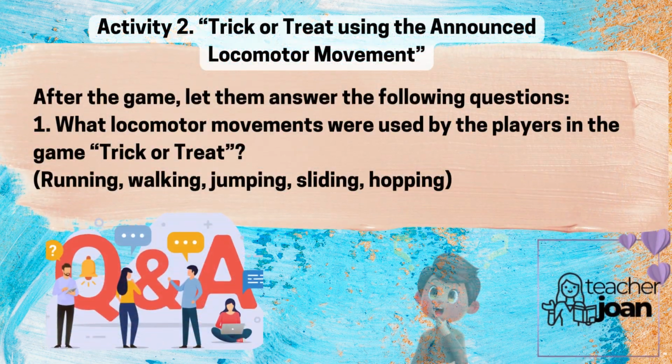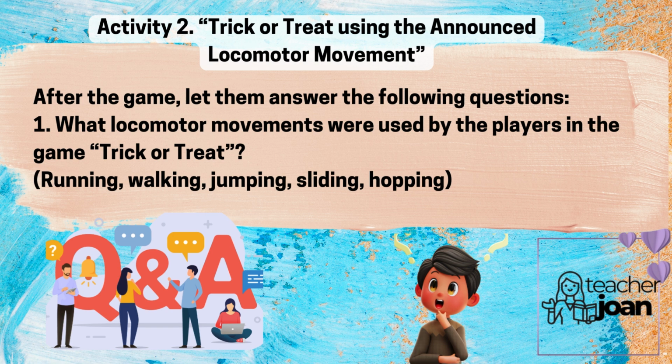After the game, let them answer the following questions. Number 1. What locomotor movements were used by the players in the game Trick or Treat? Correct. Running, walking, jumping, sliding, hopping.